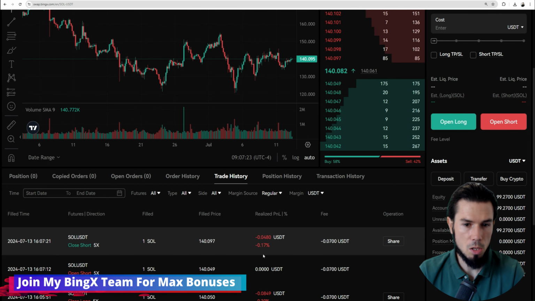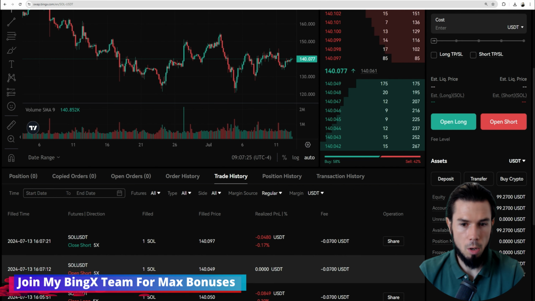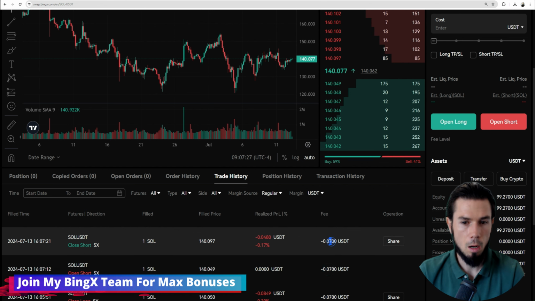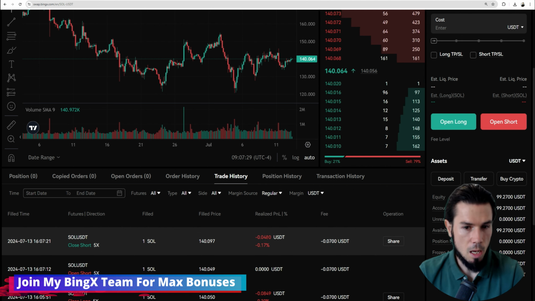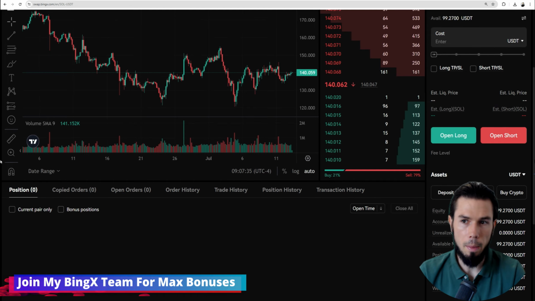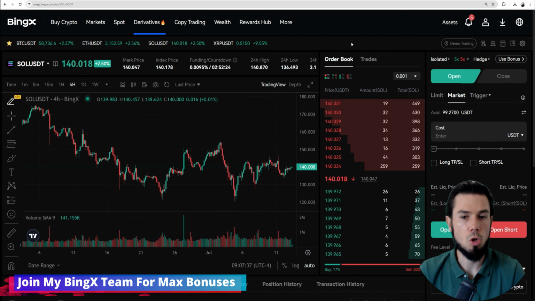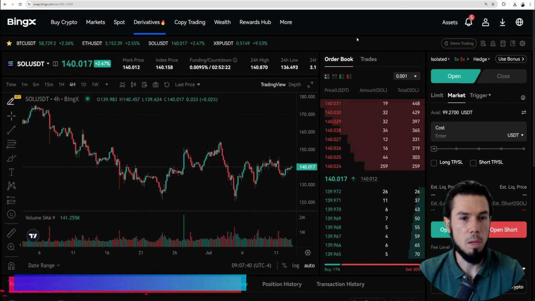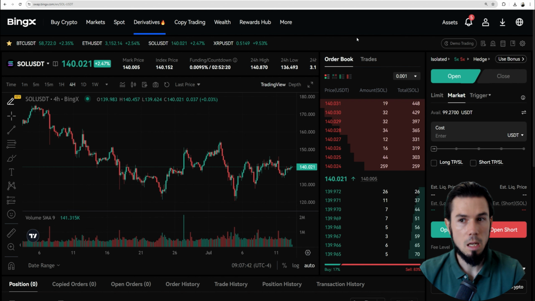Getting back to the trade history, I opened my short, it cost me 7 cents. I closed it, it cost me another 7 cents, and I lost 5 cents on that one. Just like that, you open up longs and shorts as much as you want and the way you want, folks. That's pretty much all. Any questions? Let me know, please. Any details? Let me know. That's all we need for the moment.